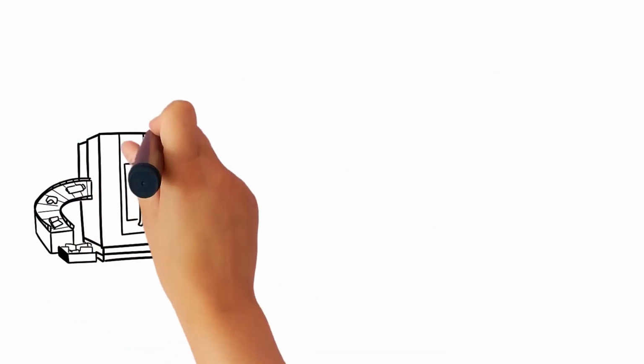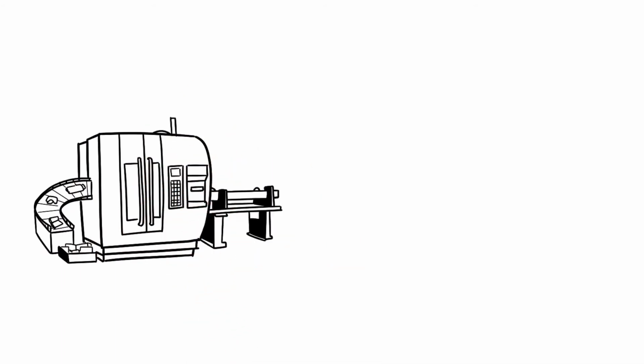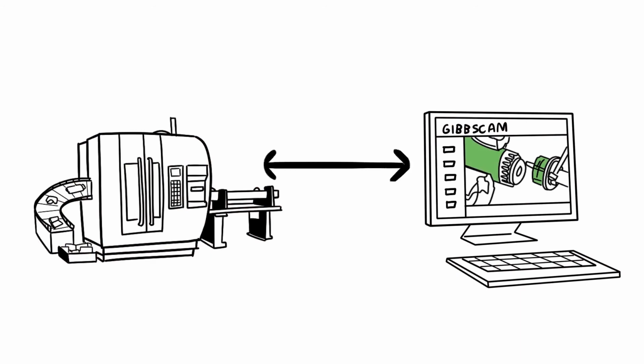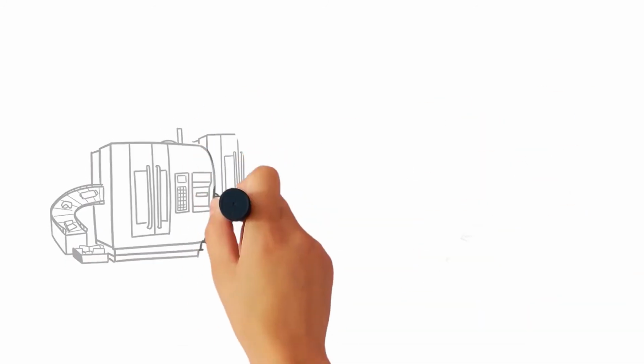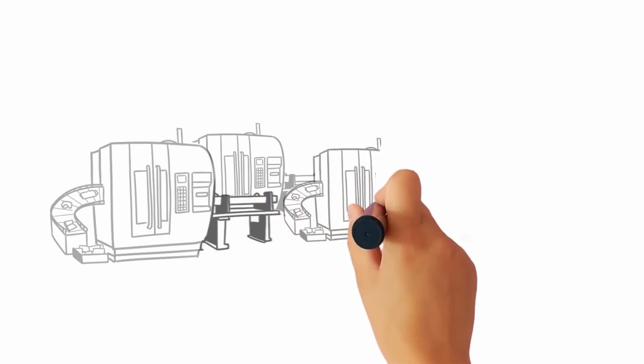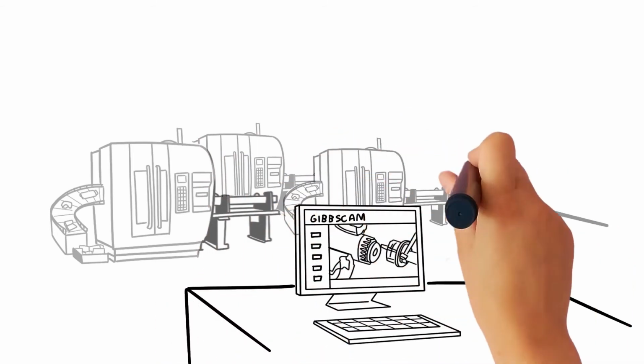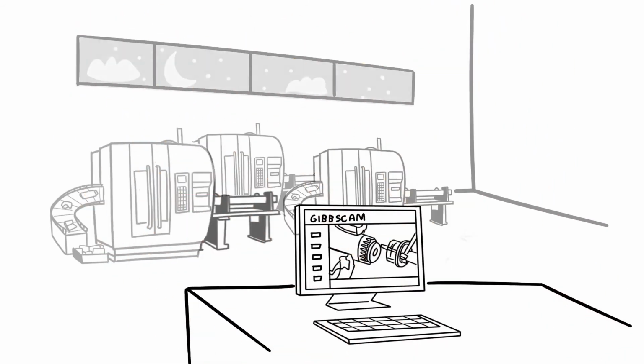GibbsCAM creates accurate simulations of all machine movements, not just the toolpath, but even the non-cutting machine components, such as tool blocks and fixtures. Accurate machine simulation catches errors, gouges, and potential machine crashes before the part gets anywhere near the shop floor, saving Joe's company lost money and even gives them the peace of mind to run part programs unattended overnight, a real competitive edge.